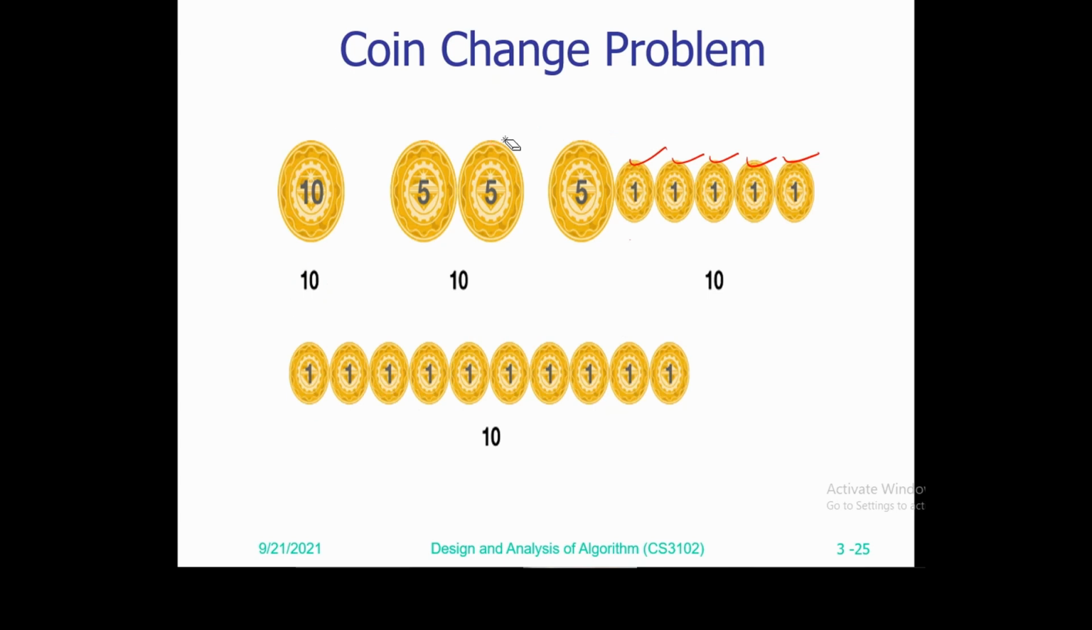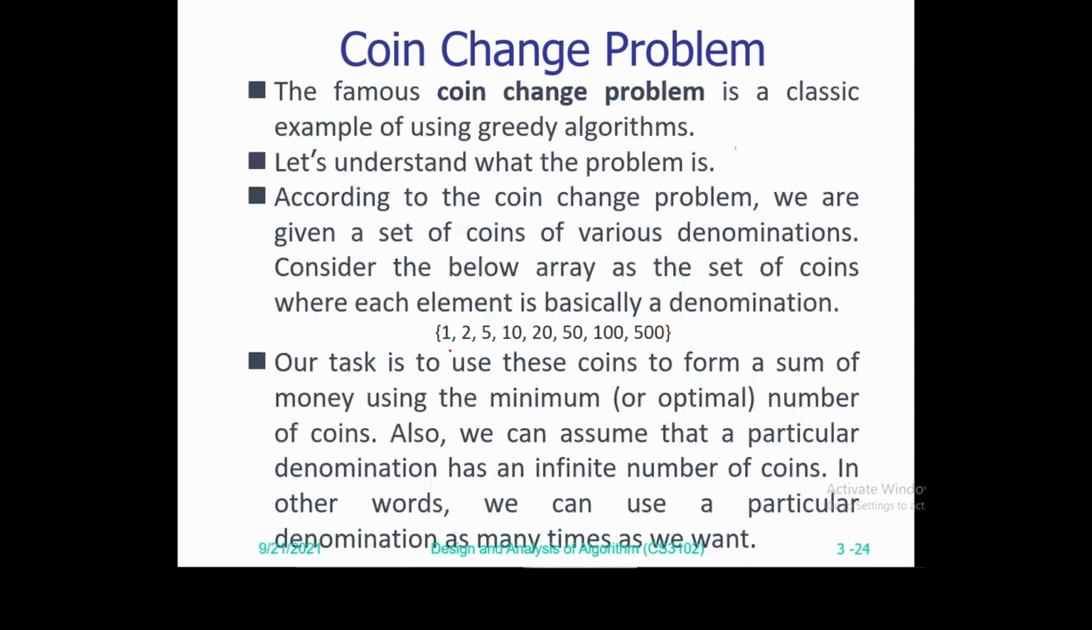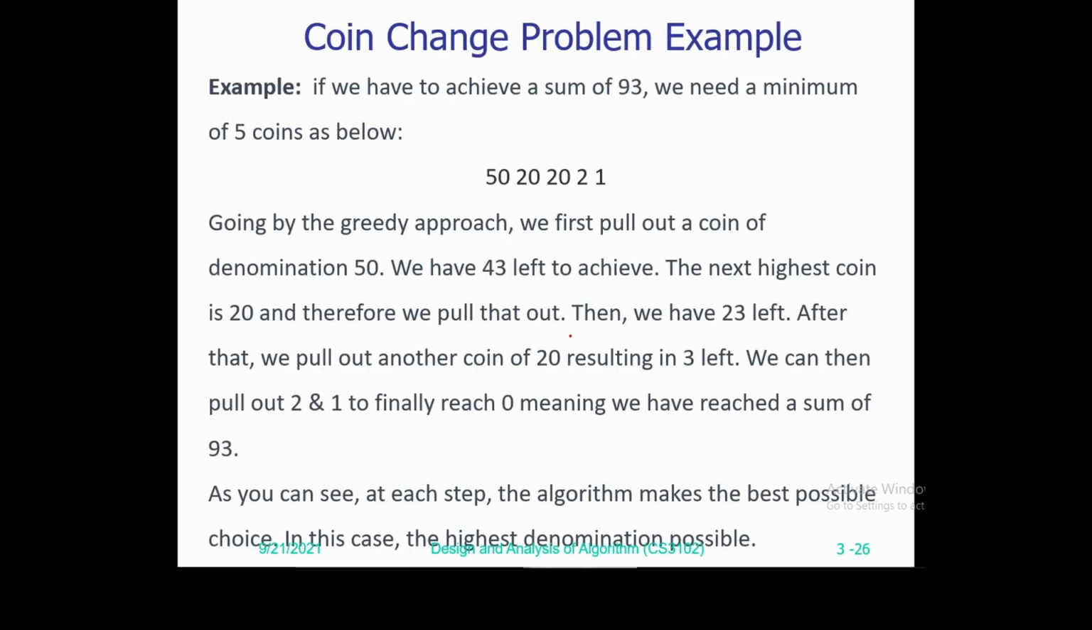But the task is to use the minimum number of coins, and these are the coins like in this figure: 1 rupee, 2 rupees, 5 rupees, 10 rupees, and like this. 1, 2, 5, 10, 20, 50, 100, 500. These are the denominations of coins and they are available in infinite number. So let's take an example here. If we have to achieve a sum of 93, then we need a minimum of 5 coins. We can have a coin of 50, 20, 20, 2, and 1.